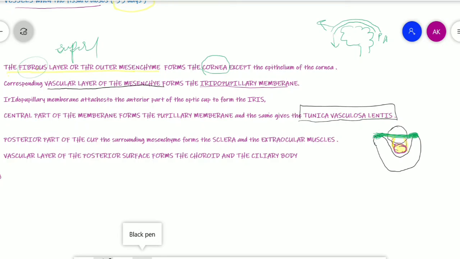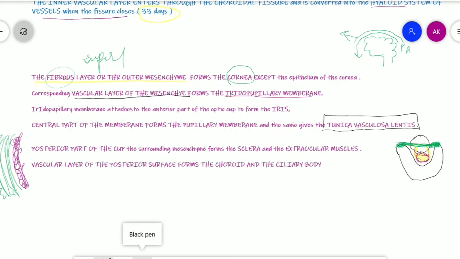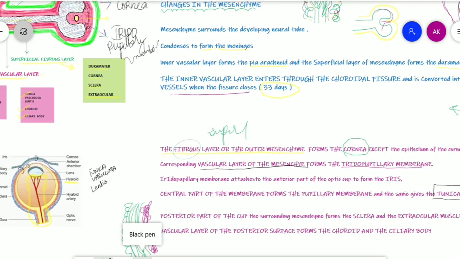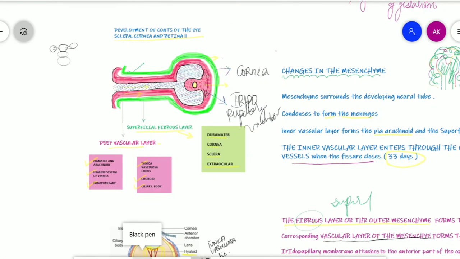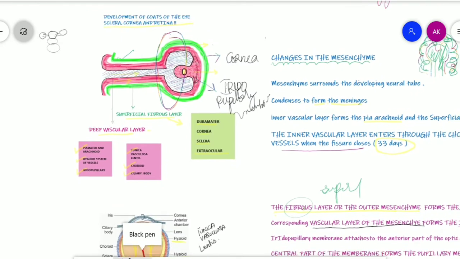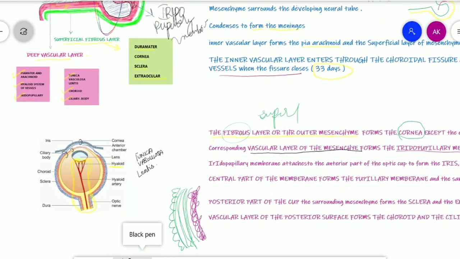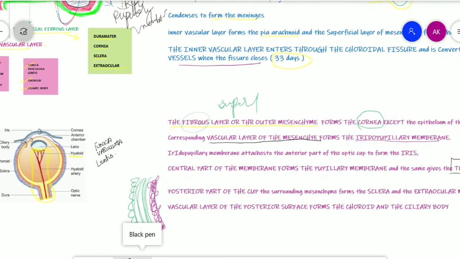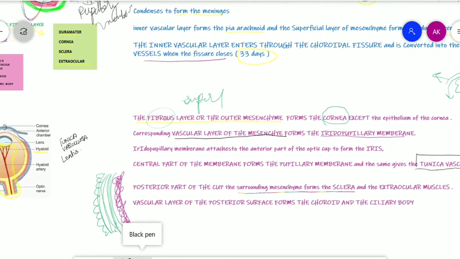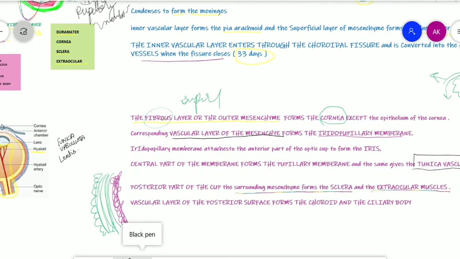Right, now what happens to the part of the fibrous mesenchyme and the vascular mesenchyme which was present in the posterior surface of the optic vesicle? Let us see over here. What happens to this part of the mesenchyme? In the posterior part of the cup, the surrounding mesenchyme will form the sclera and the extraocular muscles. Now again, cornea is superficial and so is the sclera. So both of them are formed from where? From the fibrous part of the mesenchyme.